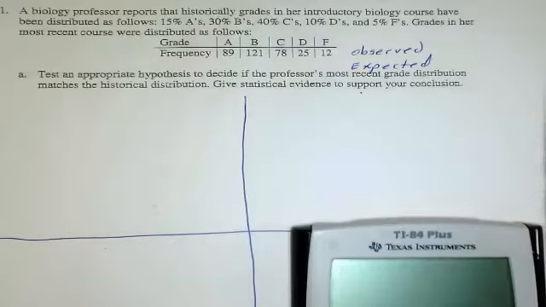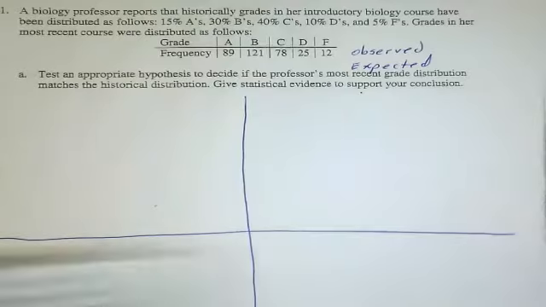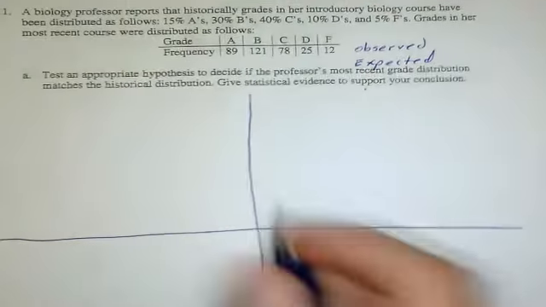Okay, so we have a biology professor that reports historically grades in her intro biology class have been distributed as follows: 15% A's, 30% B's, 40% C's, 10% D's, and 5% F's. Then she gives her observed numbers of what she's done recently: 89 A's, 121, 78, 25, and 12. Pretty much the same. So we're going to test an appropriate hypothesis to decide if the professor's most recent grade distribution matches the historical distribution.